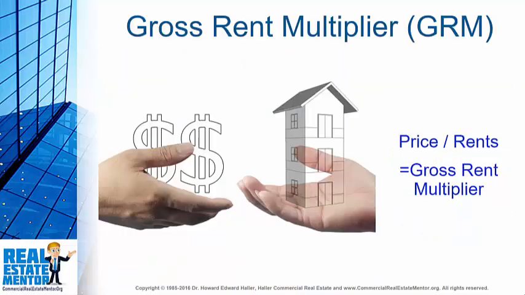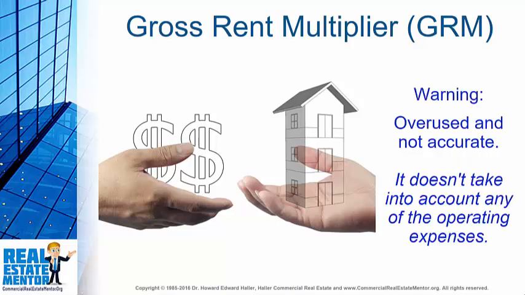Gross rent multiplier. This is the price divided by the rents equal the gross rent multiplier. Pretty straightforward. But I do have a bit of a problem with this because too many people who have got a property where the operating expenses may be out of whack, they try and push this forward and just talk about balancing out the price versus the rents and how many times rent you're going to be paying for the property. It's overused. It's not as accurate as I want. It doesn't take into account any of the expenses.